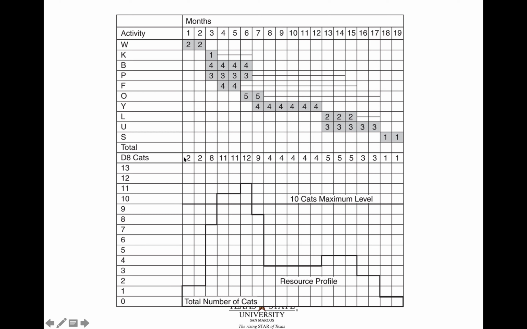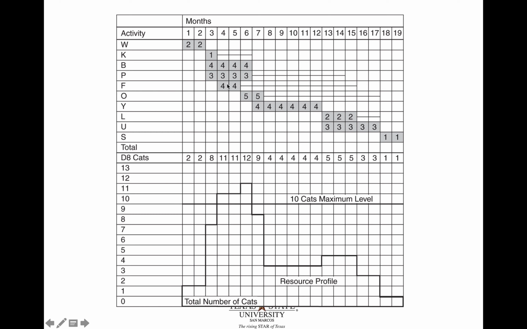The total is below here, and then the histogram is created just like before. Instead of it being total in thousands, it's the total number of D8 caterpillars, and instead of thousands on our y-axis, it's just the number of caterpillars. Again, we have a situation. It also corresponds to months 4, 5, and 6, which makes sense because that's when the most activity is happening at the same time.